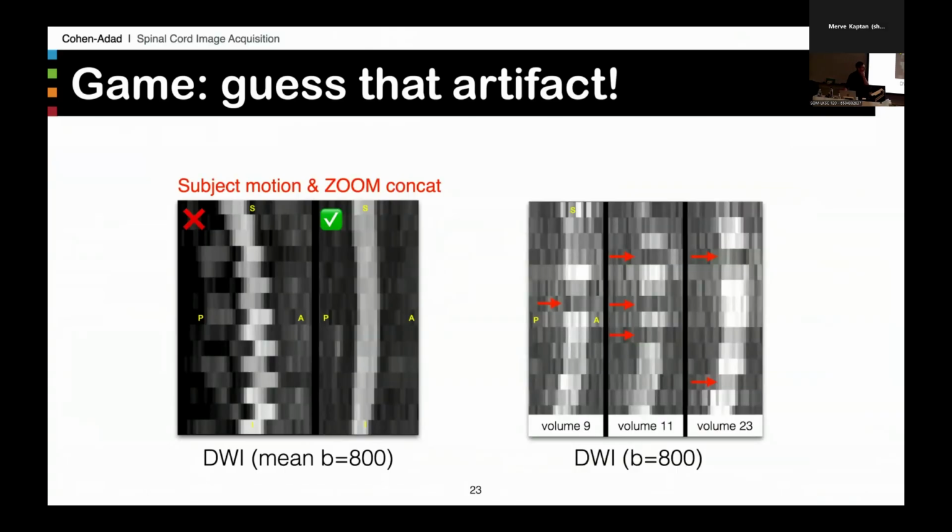Another one, diffusion weighted scan. Now I am not showing the mean diffusion weighted, but I'm showing an individual diffusion weighted volume. And what you're seeing here are small hypo-intense patterns. So would you have some ideas of what could be happening here? Yes? Susceptibility. It's not susceptibility.